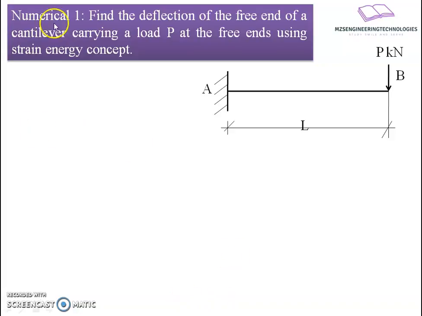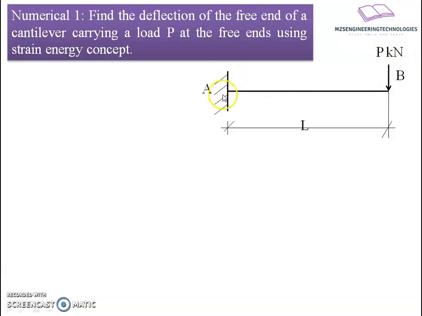The statement of the numerical is: find the deflection of the free end of a cantilever carrying a load at the free end using the strain energy concept. We are given a member AB, which has one end fixed and the second end free, of length L. At the free end, a load P kilonewton acts. We are asked to find the maximum deflection which end B will observe due to the application of this load at end B.